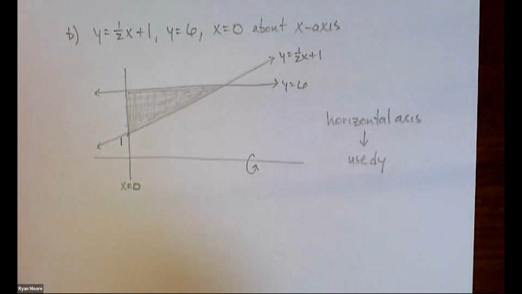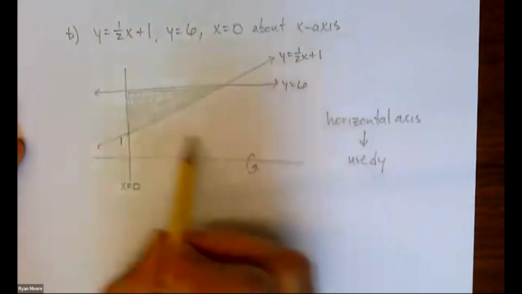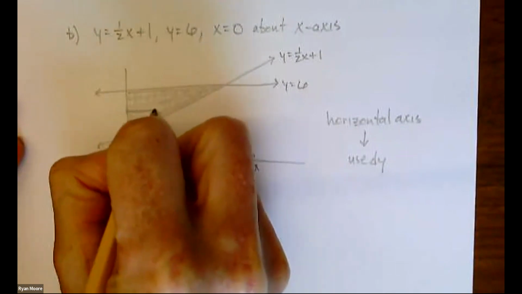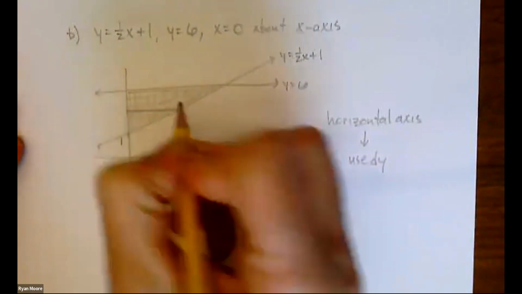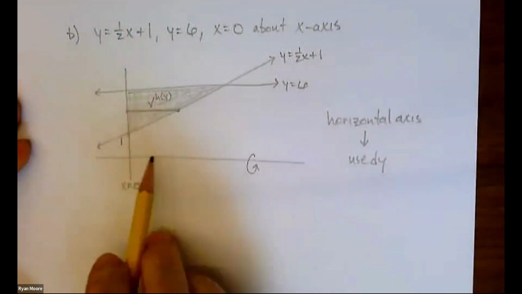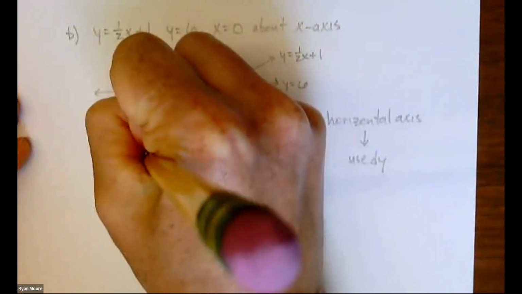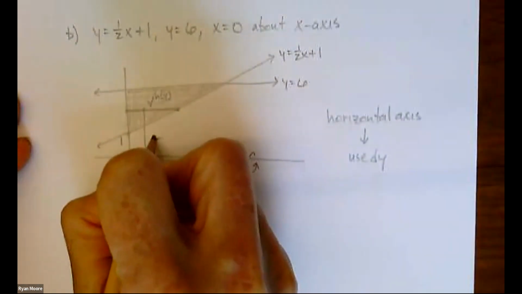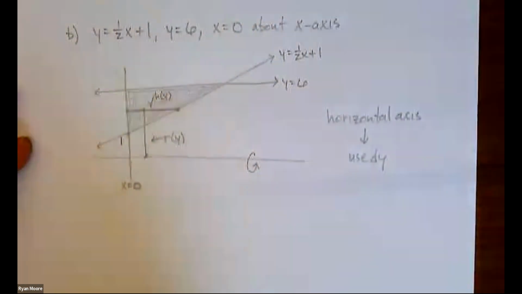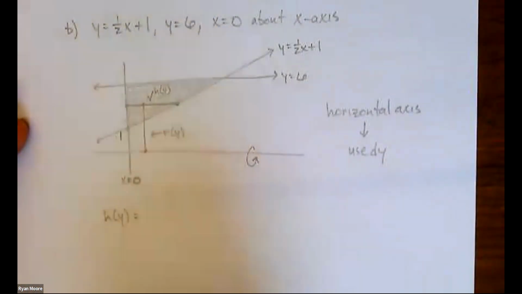Okay. So if we start to draw the height and the radius of a cylinder, the height always runs parallel to the axis. So maybe right here, I'll draw the height. There's h of y, in terms of y. The radius comes off your axis up to that line. There's r of y. What are these going to be? Let's start with h of y.